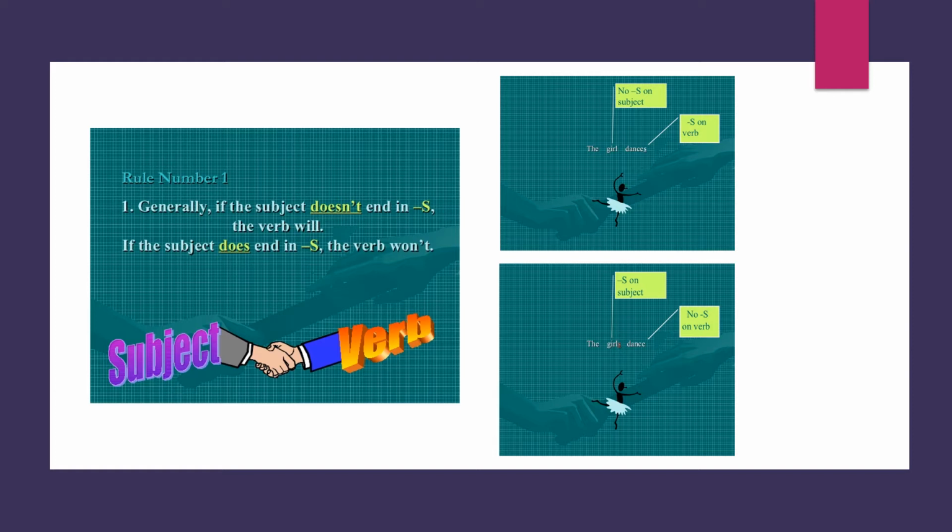For instance, the girl dances. The subject girl here doesn't end in s. Therefore, the verb will end in s, so it is dances. Likewise, the girls dance. The subject is ending in s. Therefore, the verb will not be ending in s. So it will be the girls dance.